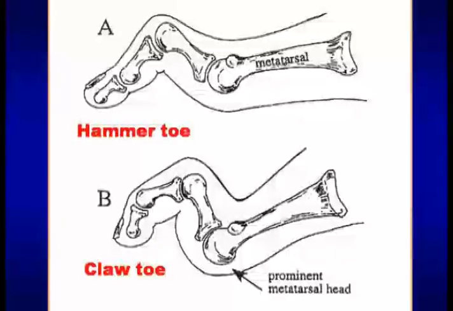You can see these are the classical deformities in the forefeet. One is the hammer toe, where there is an extension at the interphalangeal joint, and claw toes, where there is further flexion at the interphalangeal joint, and there is extension at the metatarsophalangeal joint.